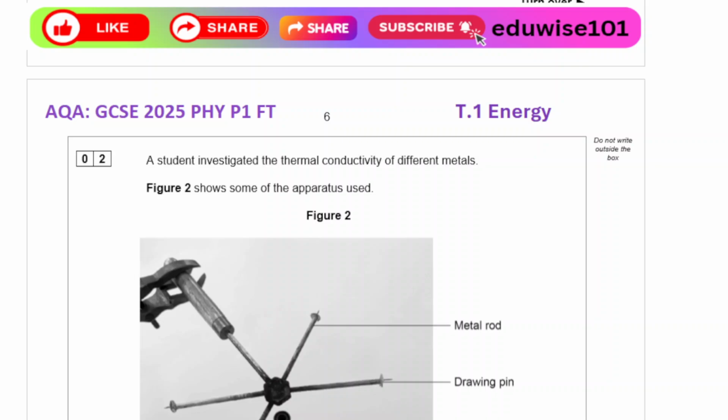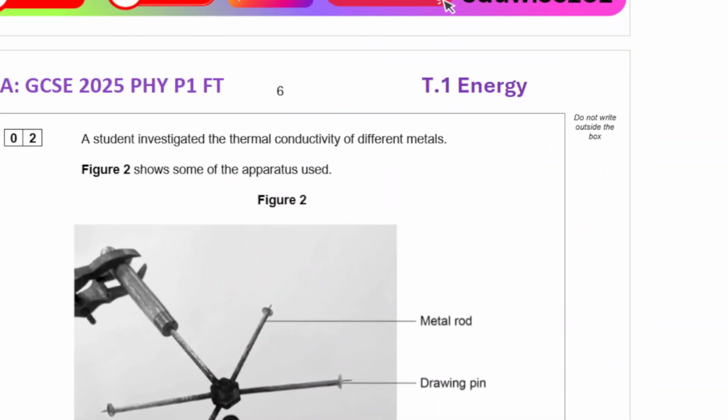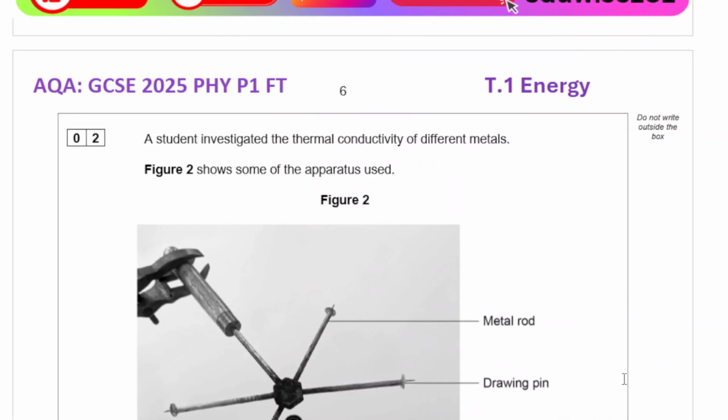In this video, I'm going to go through the AQA Physics Paper 1 Foundation tier. Question number 2 is on the topic of energy. The student investigated the thermal conductivity of different metals.